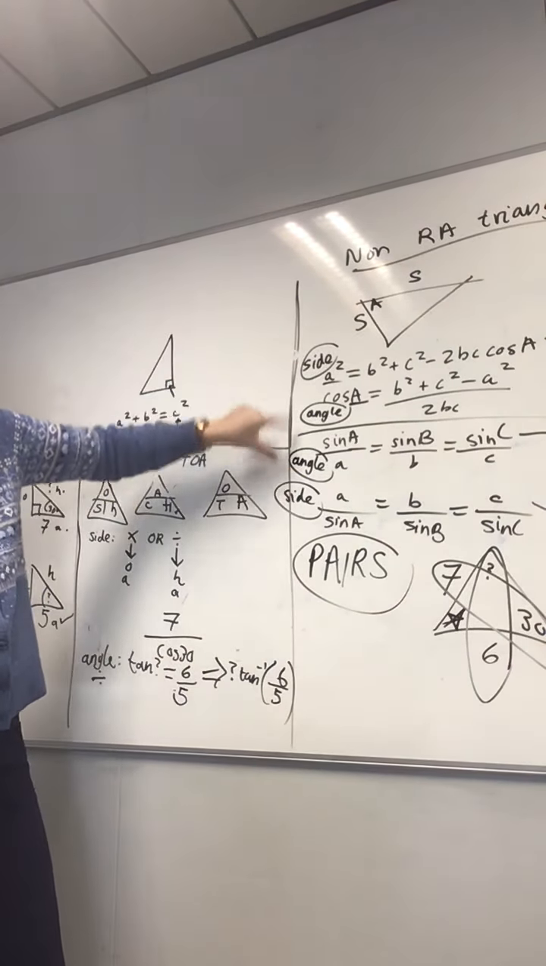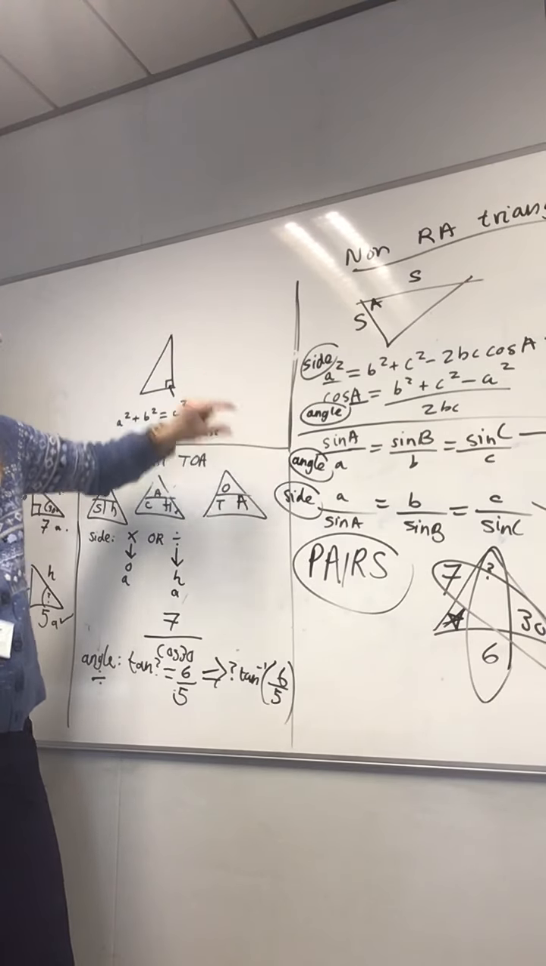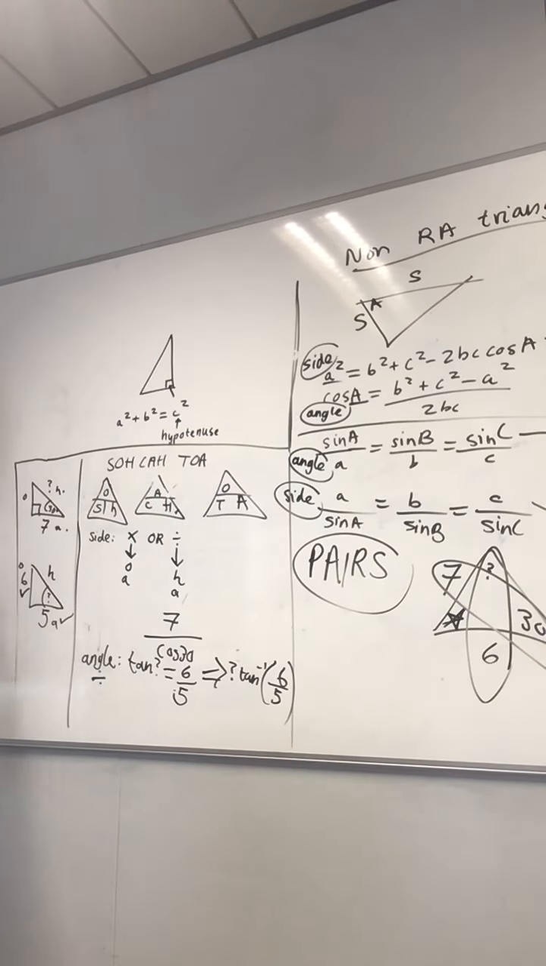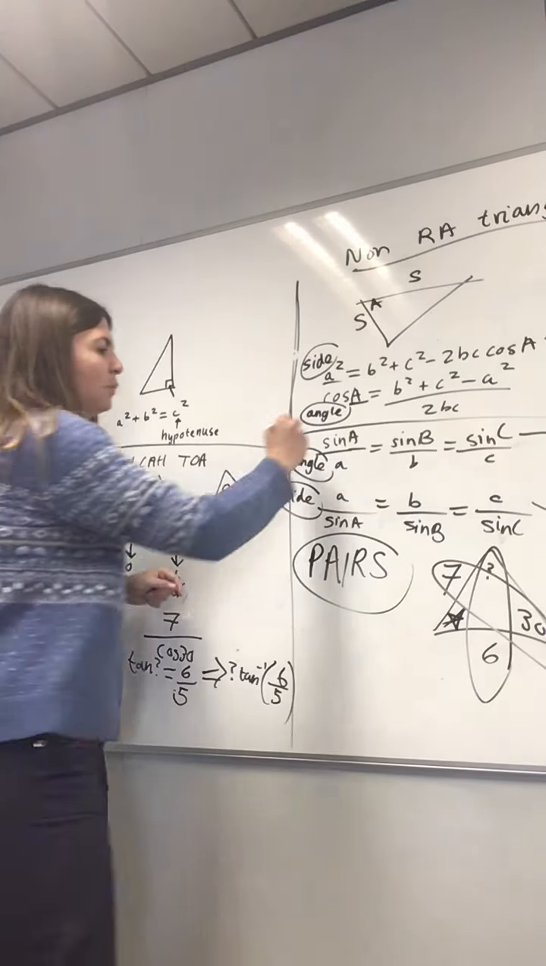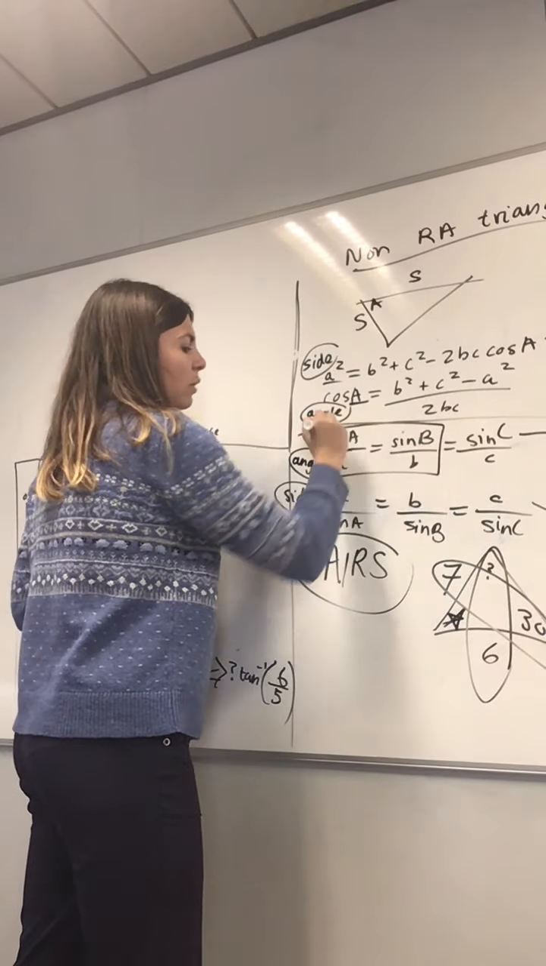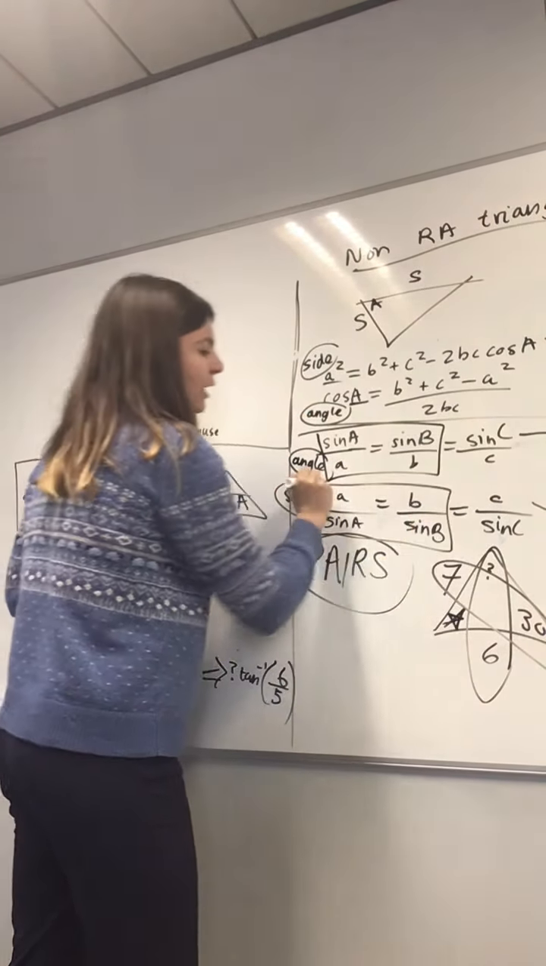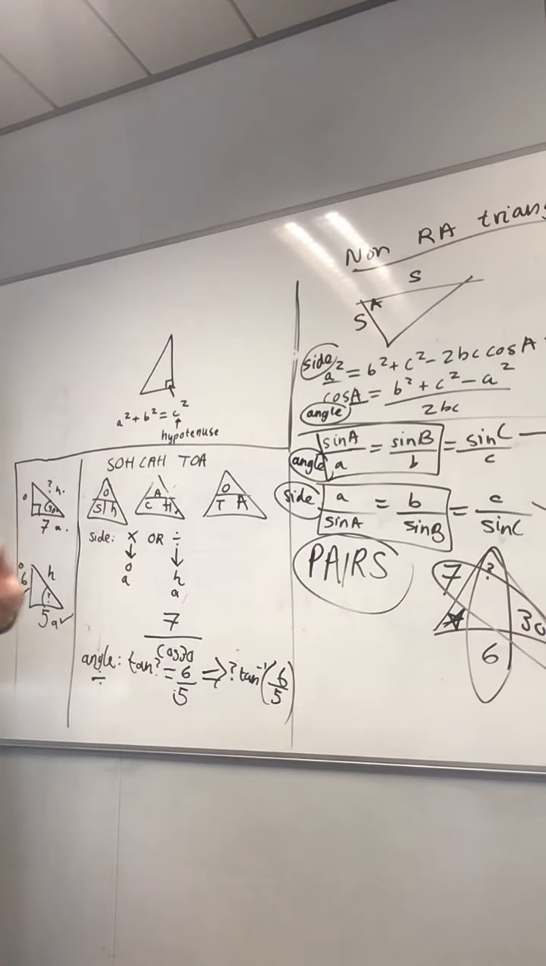These hints, side, angle, angle, side, are not given to you in the exam. You've got to be able to look at it and know. Then what you do is you substitute into just two of the parts. The third part is just given to confuse you. You don't need the third part in there.